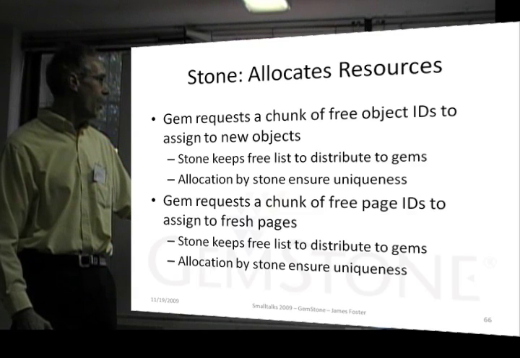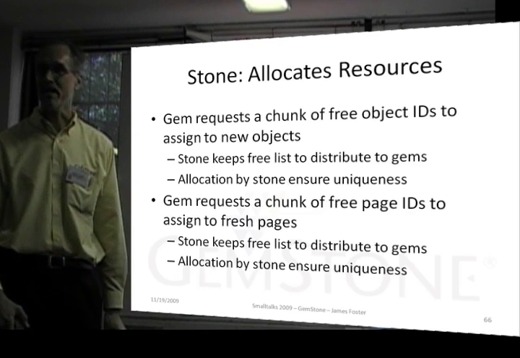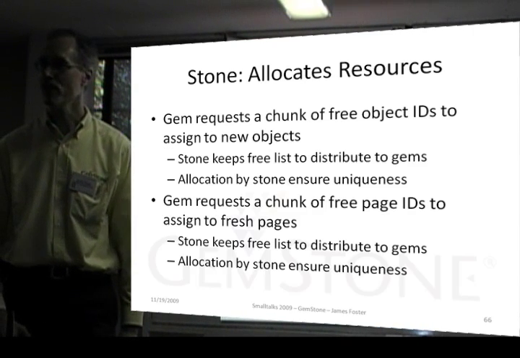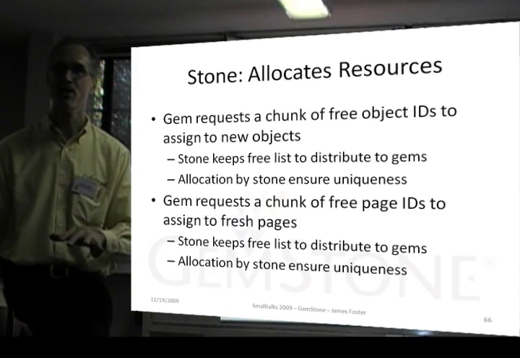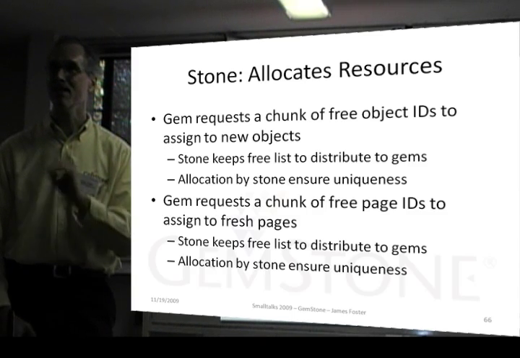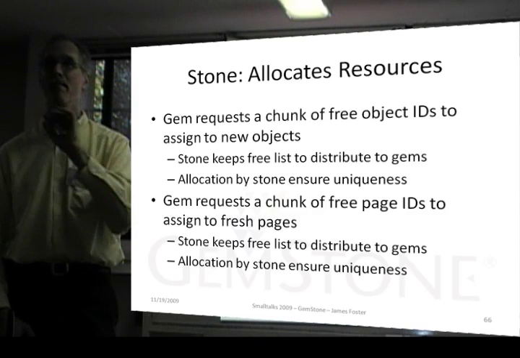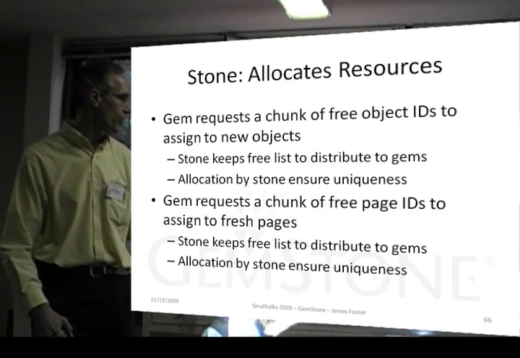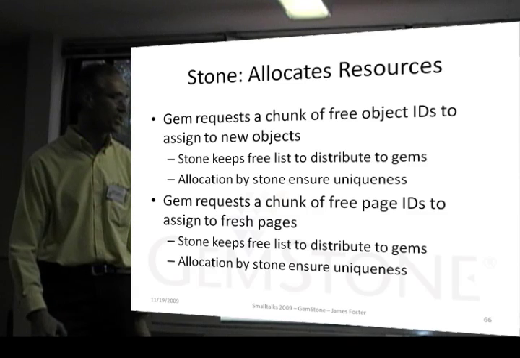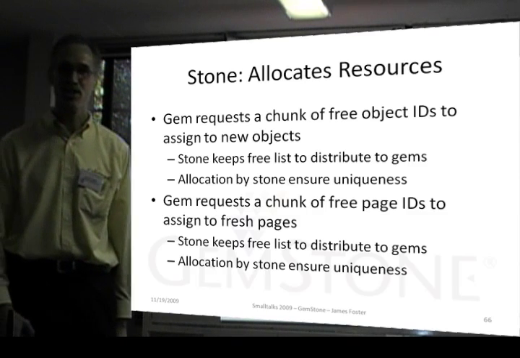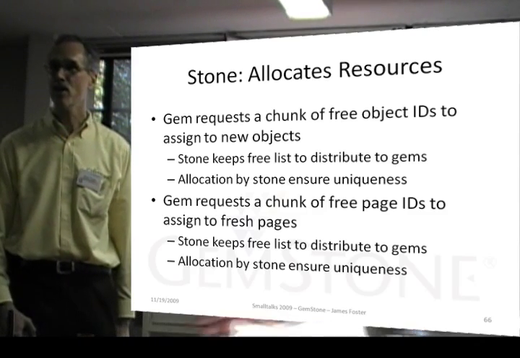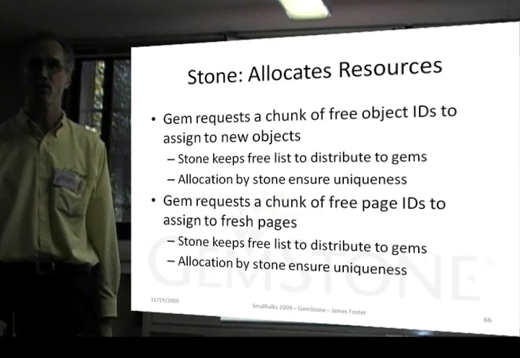The gems also can request page IDs. Again, page IDs are where we put the objects, on pages, but we have to have a page ID so that only one gem is putting objects on the page at that time. Okay? So the stone keeps the list of free pages, and the stone is responsible for distributing the page IDs out to the gems. The gems request pages.